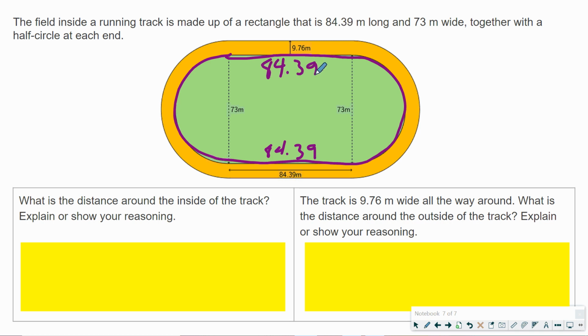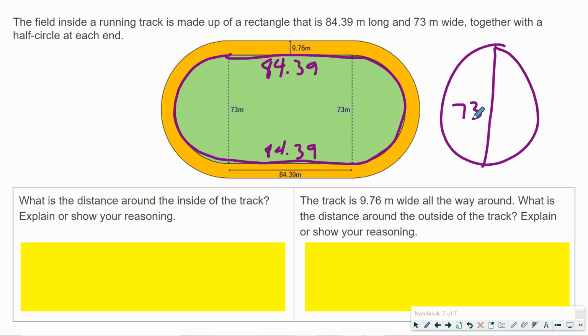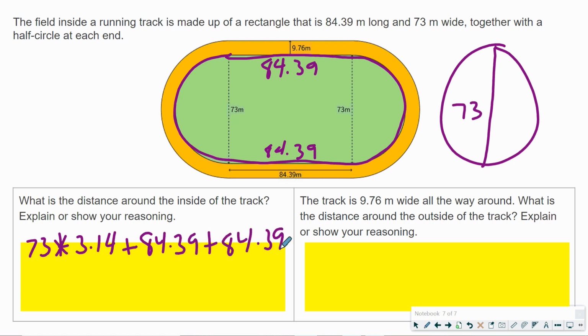Then if I put 2 of these together, it makes 1 circle with a diameter of 73. So I can find the circumference of just the circle and then add on my missing pieces. So I'm going to do 73 times 3.14 plus 84.39 plus 84.39, because the half circles together make a whole circle, and those are the two straight edges. I get 398 meters.